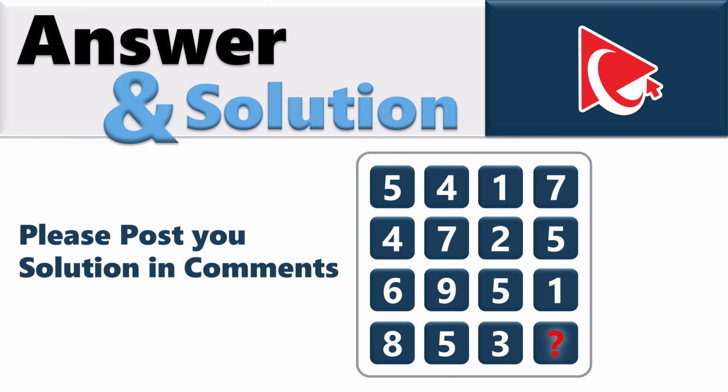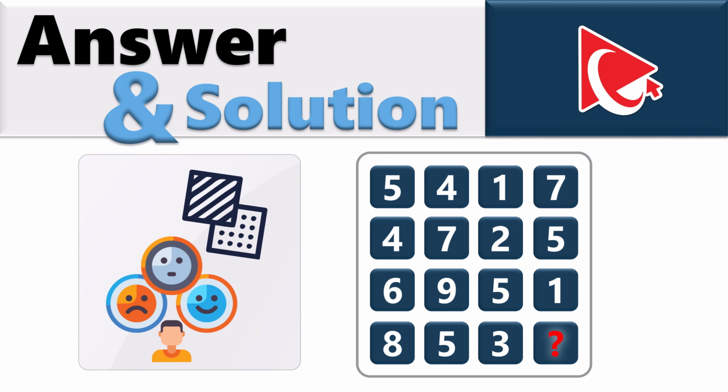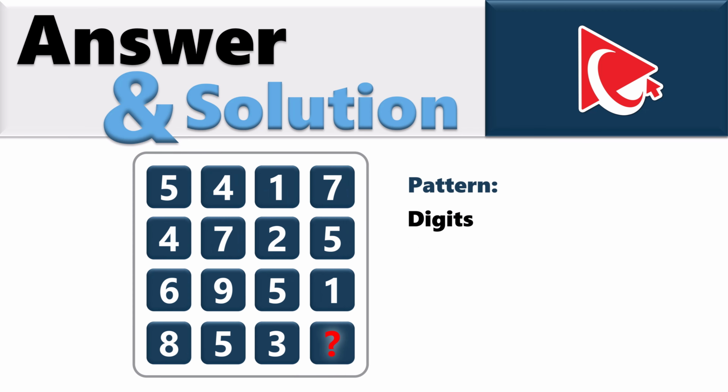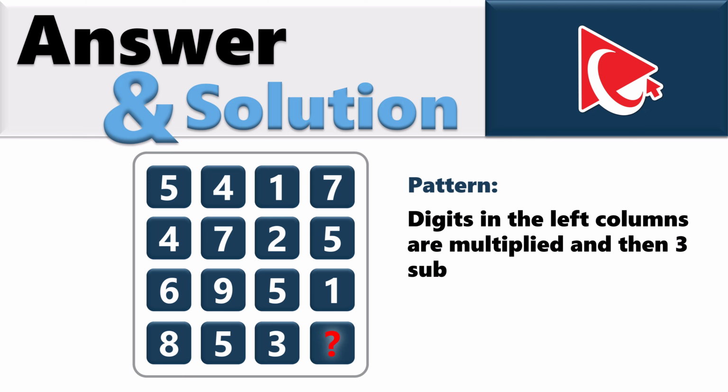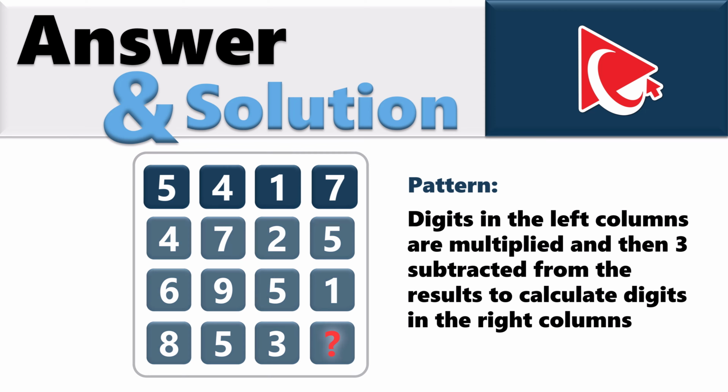As you might have learned from the previous videos you watched here on this channel, the key to solve these types of questions is to understand the pattern. And the pattern here is that the digits in the left column are multiplied and then 3 is subtracted from the result to calculate the digits in the right columns. Let's look at the example to better understand the calculations.